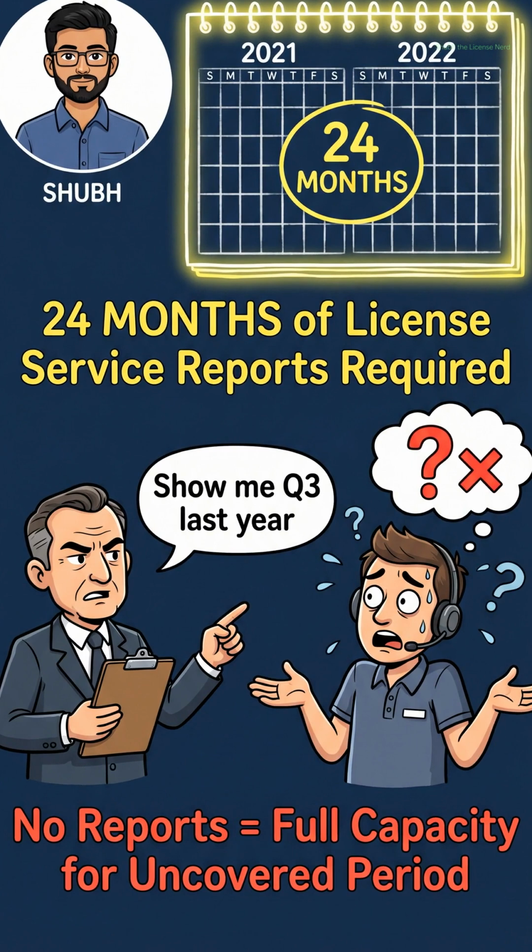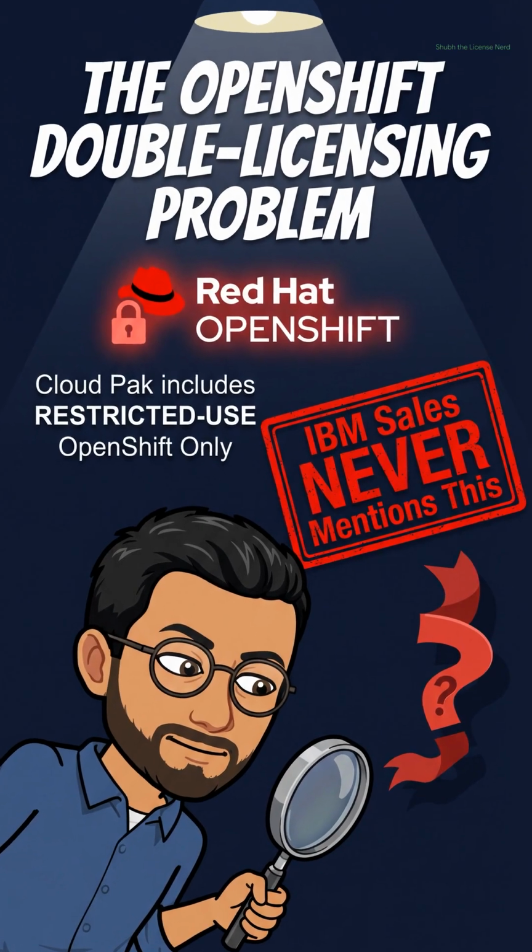IBM requires 24 months of historical license service reporting data. If auditors request your reports from Q3 of last year and you cannot produce them, IBM asserts full capacity licensing for that entire uncovered period. In a large Cloud Pak environment, that retroactive claim can be multi-million dollars.